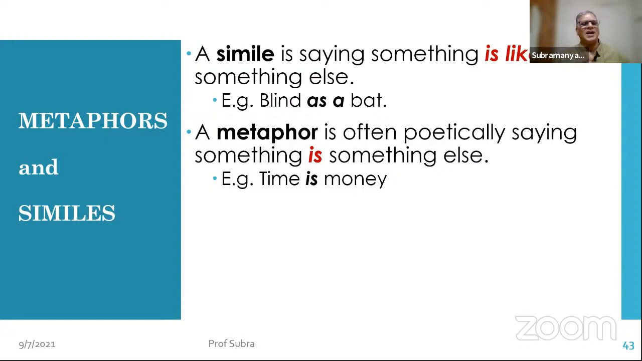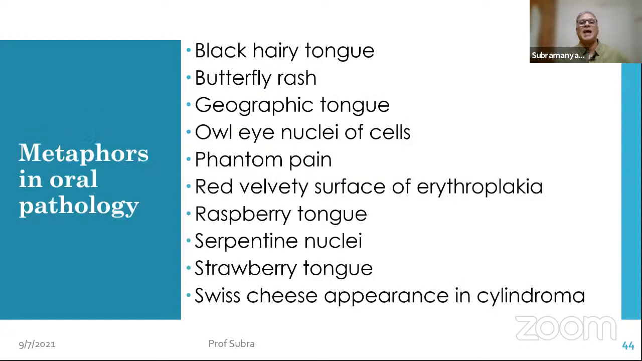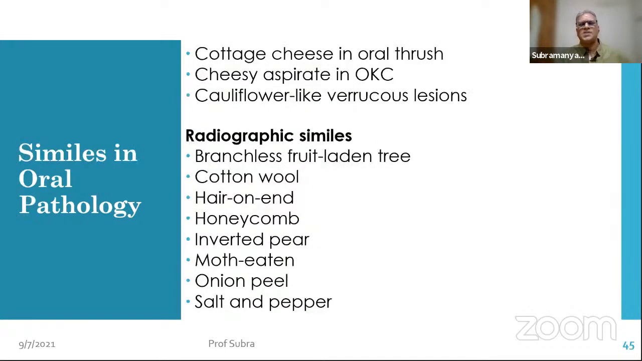So we also have examples of these metaphors and similes in oral pathology, like black hairy tongue, butterfly rash, geographic tongue, raspberry tongue, serpentine nuclei, strawberry tongue, Swiss cheese appearance in cylindroma, like that. And here, of course, Swiss cheese itself is a metaphor, and cylindroma is also a metaphor, because of its resemblance to cylinders.